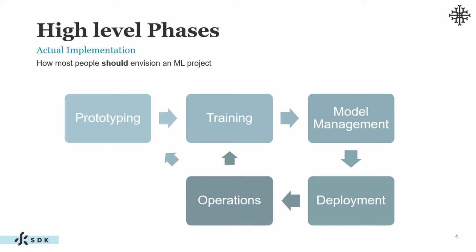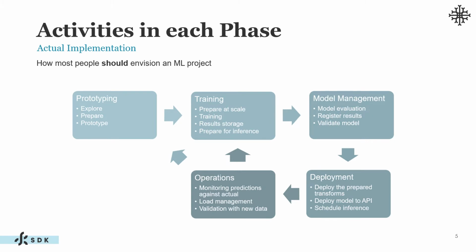The ML lifecycle is a much more circular or feedback type of lifecycle than a traditional project. We've broken it down into 5 key phases: prototyping, training, model management, deployment, and operations. On this slide, we further outline the key activities in each of the phases. You may recognize some of these as something that your data scientists or machine learning teams already do. They may be doing it in a non-standardized or unorganized way, which is preventing you from getting to production.